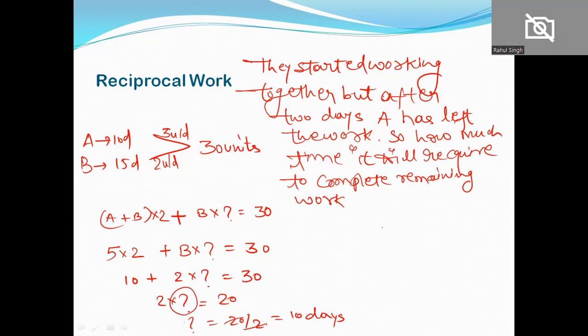Alright? This is a reciprocal kind of work. There are a few more varieties of questions in this. We will go further and discuss all those types of questions. Let's take basic examples of these kinds of questions, the things we have studied so far.